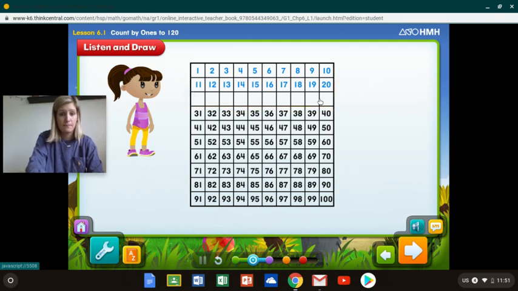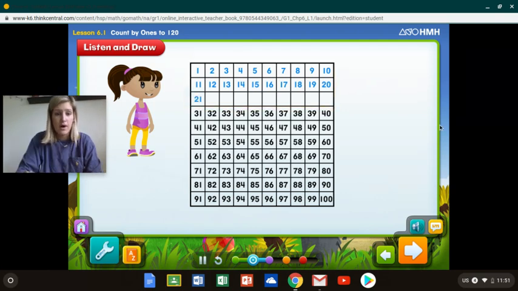Count with me. This chart starts at 1 and ends at 120. So it shows 2 more rows than a 100 chart. You can use the chart to count forward from any number between 1 and 120.